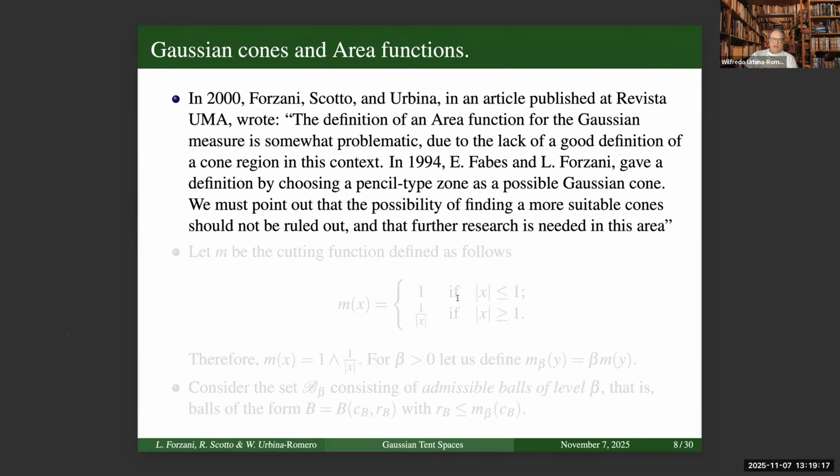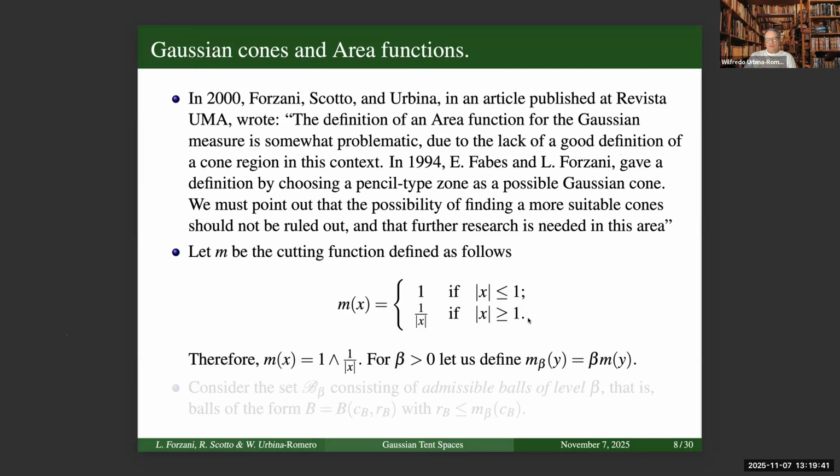So first let's introduce this cutting function that is less than or equal to 1. It is 1 when the norm of x is less than 1, and it's 1 over the norm of x when the norm of x is bigger or equal than 1. In other words, when x is less than 1, it just gives you 1, but when you move away from the origin, the function gets smaller and smaller.